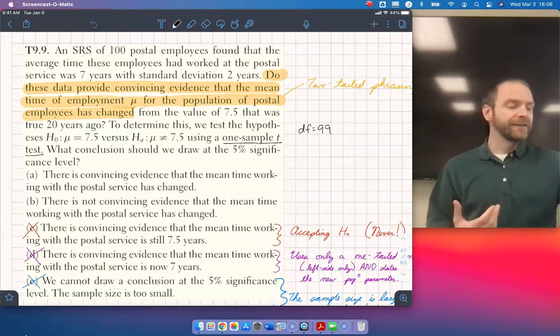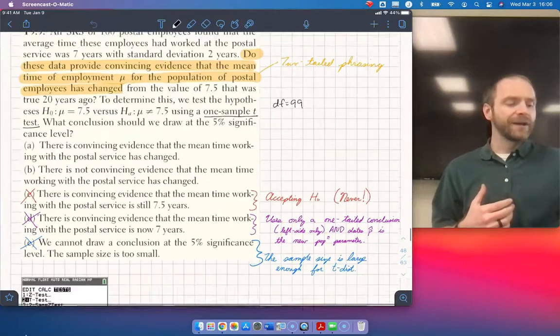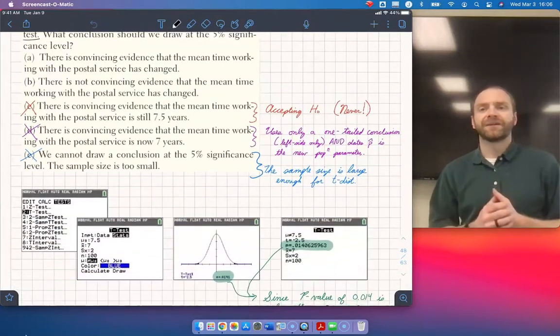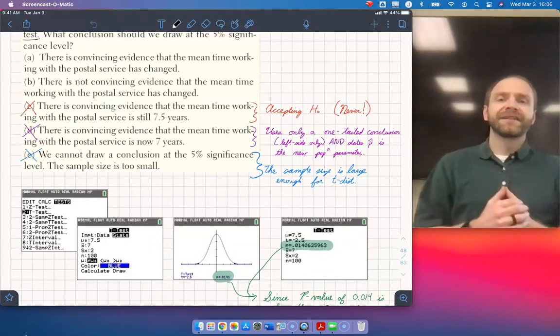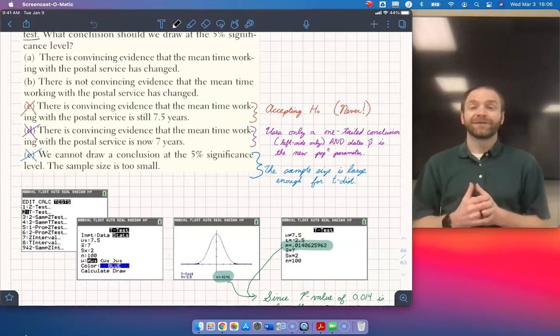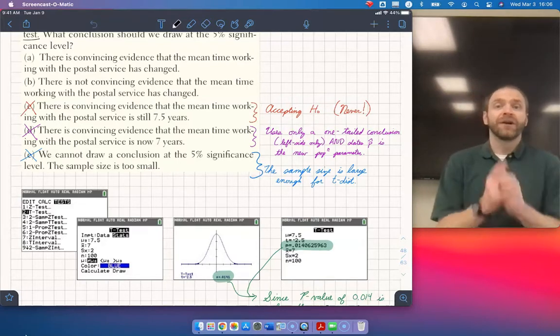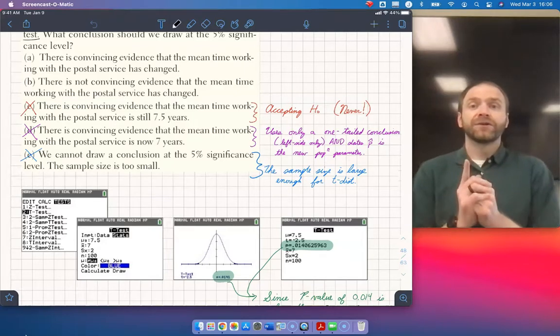Choice B, sorry. If I go through and look at this one, I'm going to continue on. And what I'm going to do is, I don't know the difference between A and B. There is convincing evidence that the mean work time has changed, and there is not convincing evidence that the mean work time has changed. I don't know which one it is. I have to do the work. But notice A and B are different conclusions.